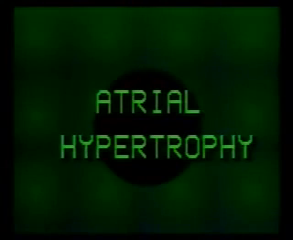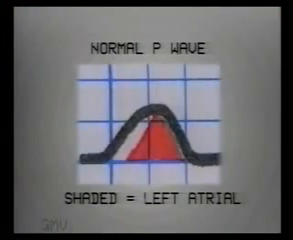Atrial hypertrophy. Atrial hypertrophy can be diagnosed from the contour of the P waves seen best in lead 2. The P wave represents depolarization of both right and left atria.